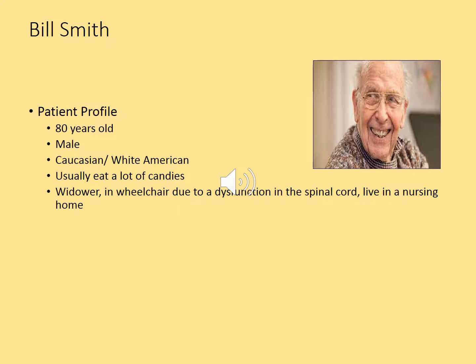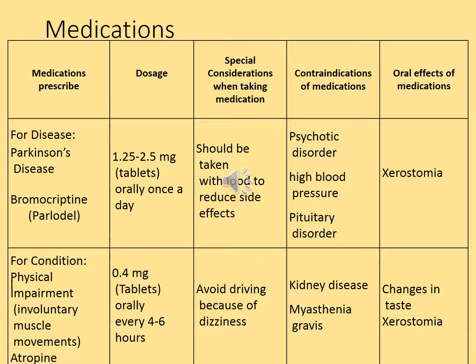The patient chosen for this case study is Bill Smith, an 80-year-old Caucasian male. He usually eats a lot of candies. He is a widower in a wheelchair due to a dysfunction in the spinal cord, lives in a nursing home, and has two children. My patient has Parkinson's disease and physical impairment, which is involuntary muscle movement.